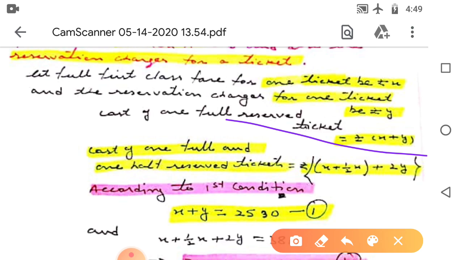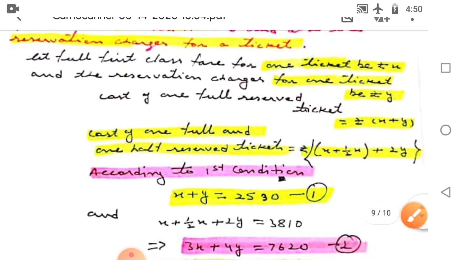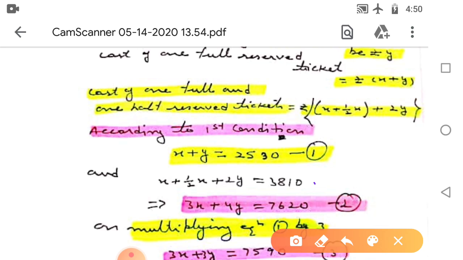Question is simple, but the second condition is important. So look at this condition again: one full ticket and one half ticket. The cost is x plus x by 2. This is the cost, but reservation charges for the full ticket is y. For the half ticket, again the reservation charge is y. So y plus y is 2y. So this is x plus x by 2 plus 2y, and this is equal to 3810. Okay, so this is equation number 2.